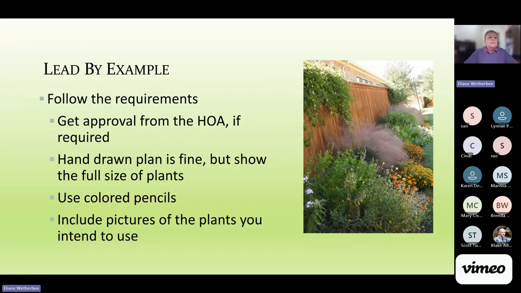Lead by example. Follow the requirements. That's important. It is not easier to ask forgiveness than permission. Never. It never works out well if you do it backwards. So get approval from the HOA first if it's required. It's just a whole lot easier to do that.